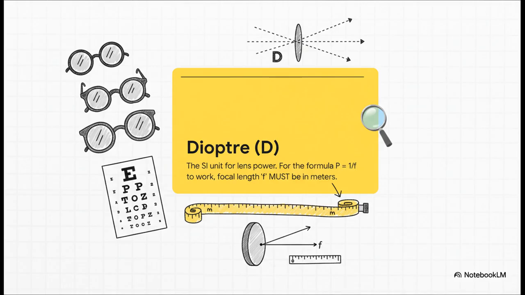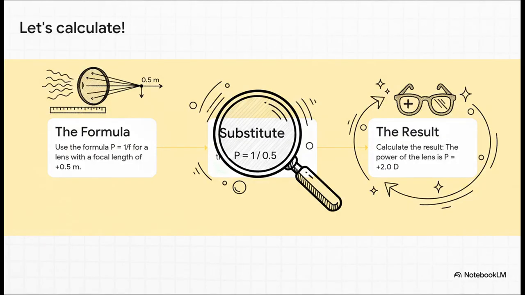Simple as that. Let's run through a quick example just to lock this in. Let's say we have a lens and its focal length is positive half a meter, so plus 0.5 meters. We grab our formula, P equals 1 over f. We pop in the value. P is 1 divided by 0.5. And what do you get? You get positive 2.0 diopters. See? It's really that straightforward.